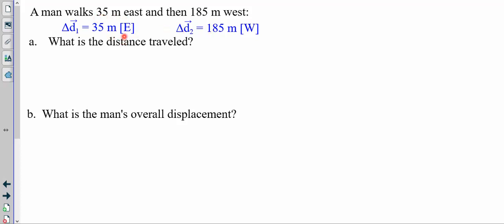So directions involved. So I'll call this displacement 1, 35 meters to the east. I'll call this guy displacement 2, 185 meters to the west. And if I look at the overall distance traveled, just like the previous page, I'm just going to add those 2 things together.